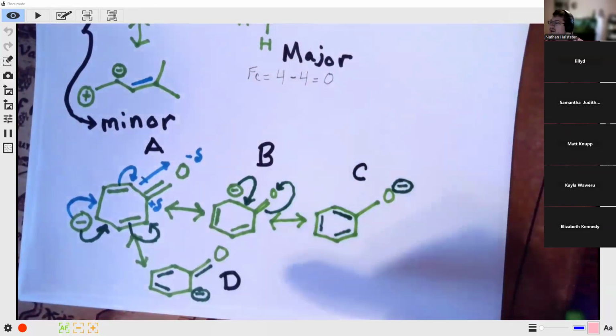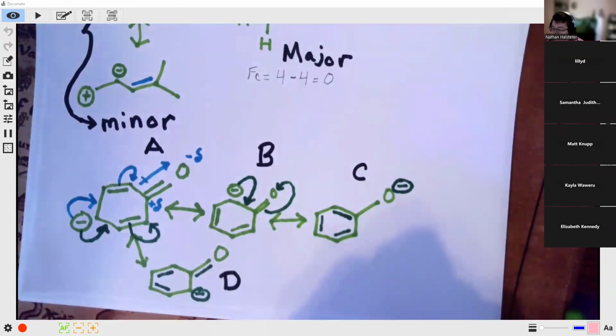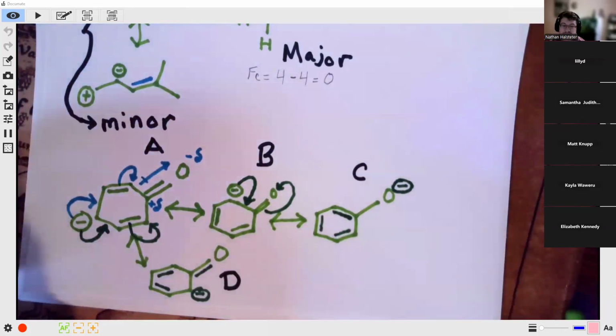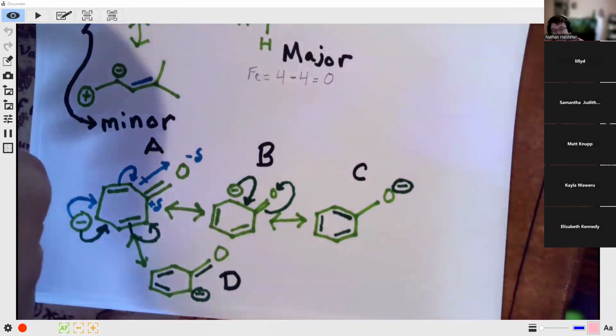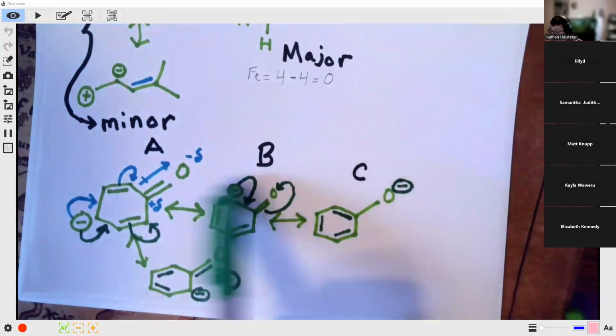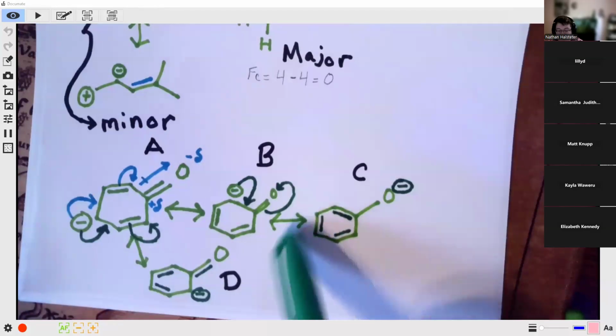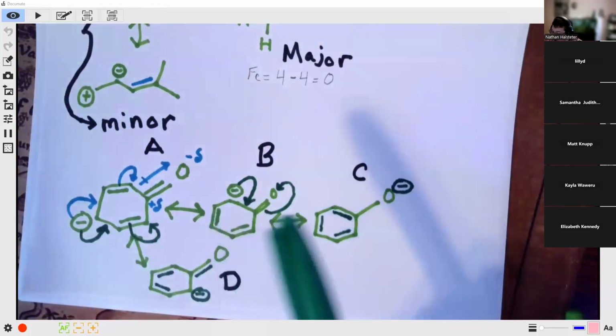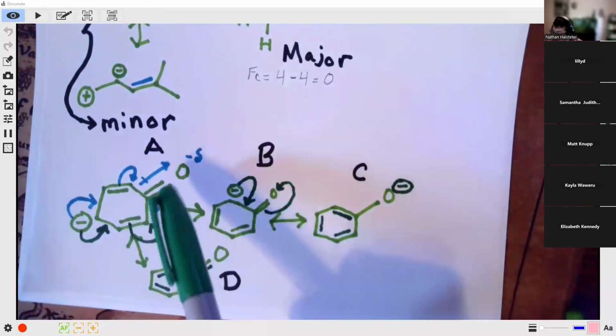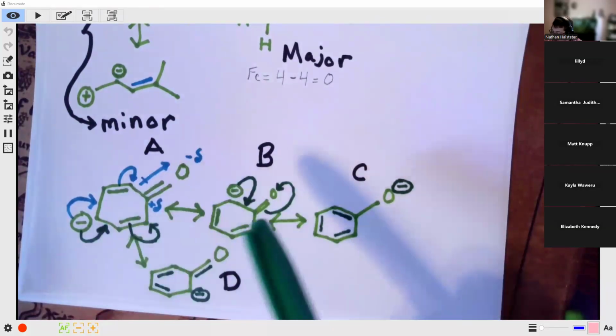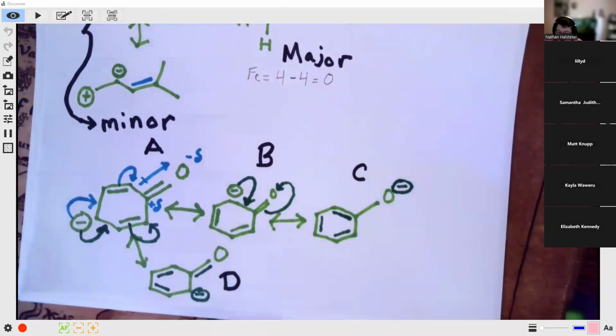But considering A, B, C, and D, going back to our rules, which one would be the major resonance structure? Seeing C. Lots of C's. Great. So it would be C because, which has the most filled octets? Well, actually, everything has a filled octet here, so we can't use that to compare. Which has the most number of bonds? They actually all have the same number of bonds. So 3 pi bonds, the rest are single bonds, 3 pi bonds, 3 pi bonds, 3 pi bonds. So we can't use that.